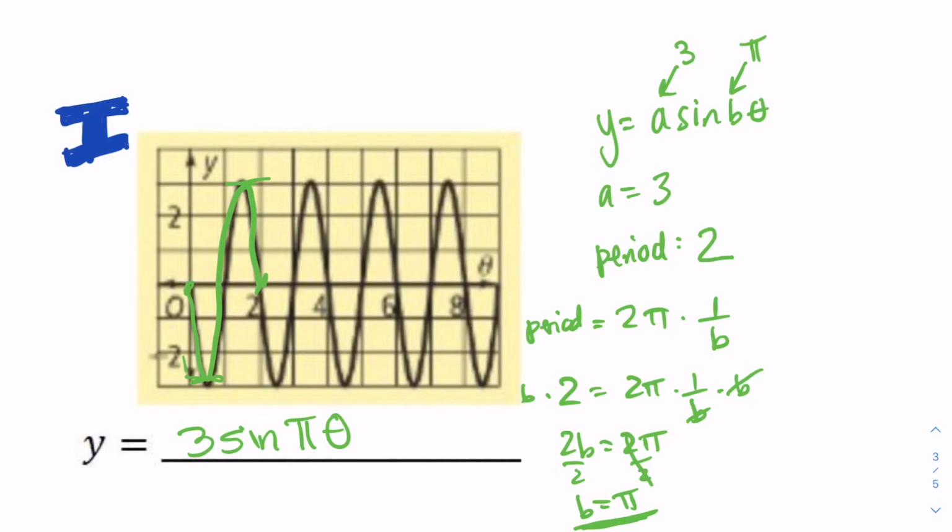Is that looking right? Oh wait, it started at 0 and then went low before it went high. So we know that there was a reflection over the horizontal axis here, so I've got that little negative sign in front of my 3.